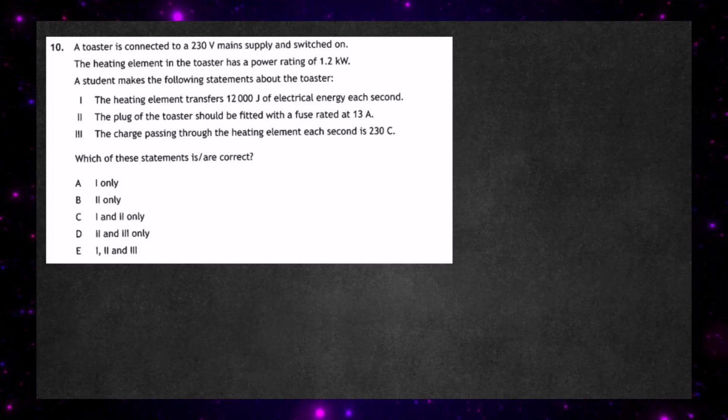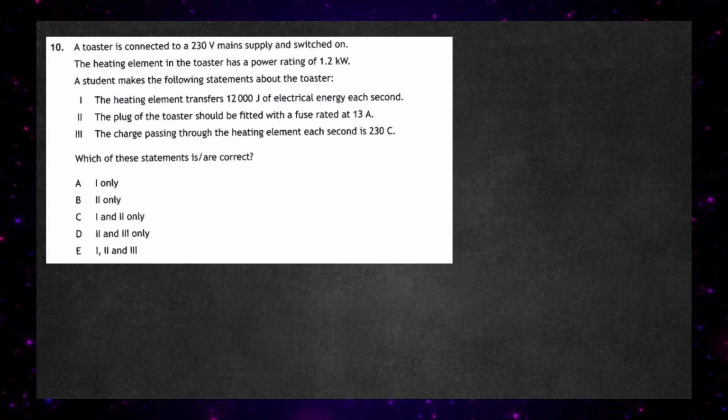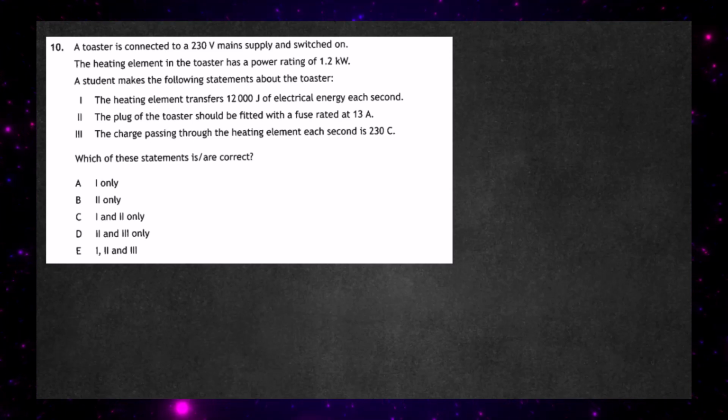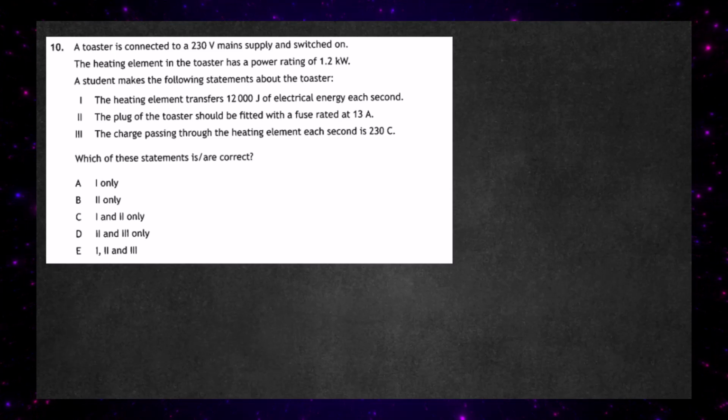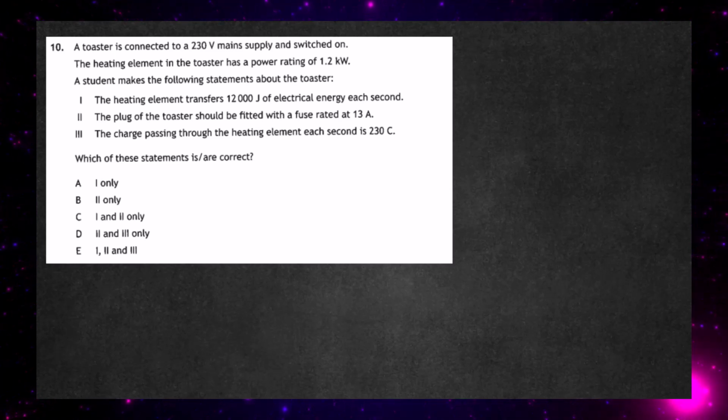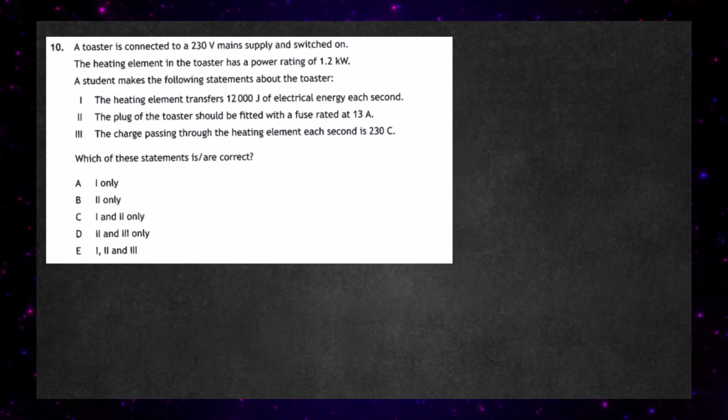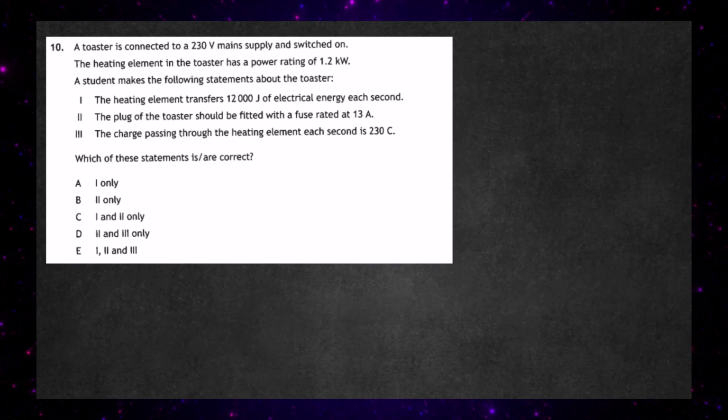Question 10 from Paper 1, Section 1 of the 2024 National 5 Physics Examination from the SQA. A toaster is connected to a 230 volt mains supply and is switched on. The heating element in the toaster has a power rating of 1.2 kilowatts. The heating element is the wire that actually heats up.